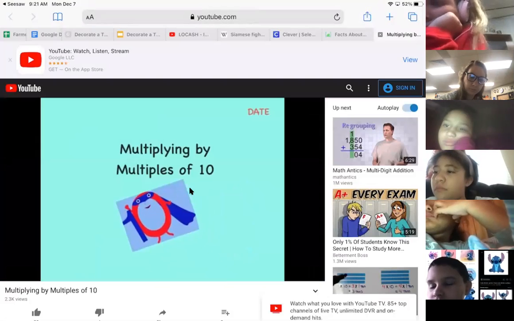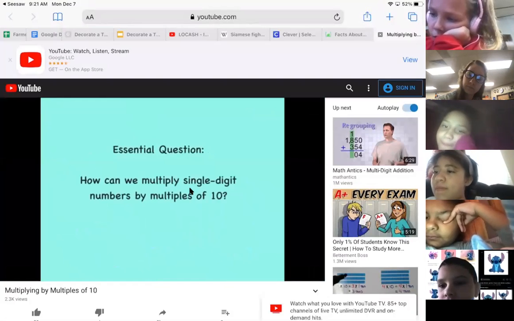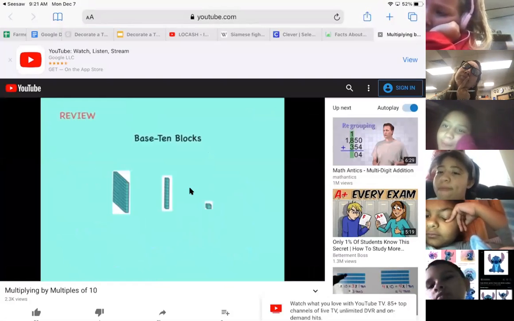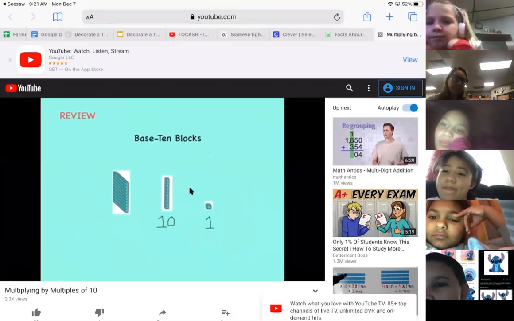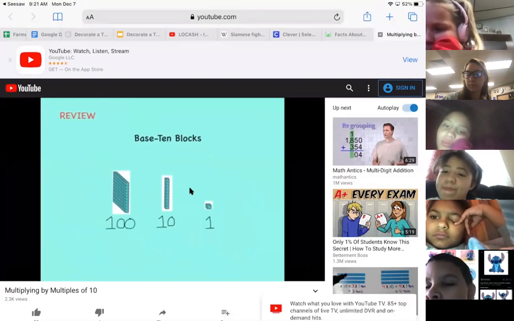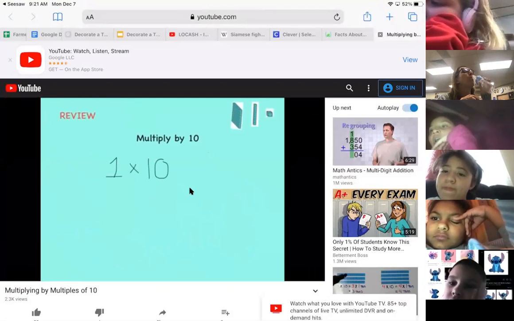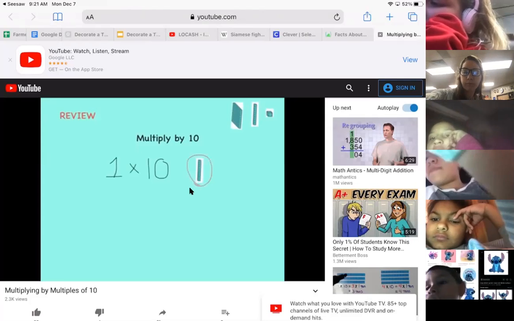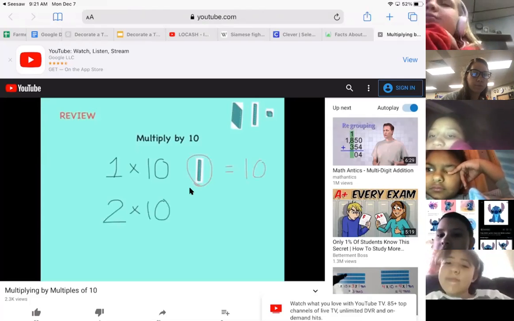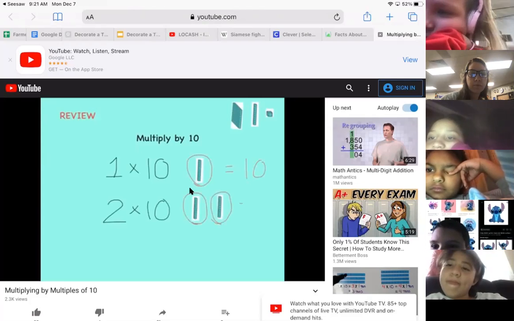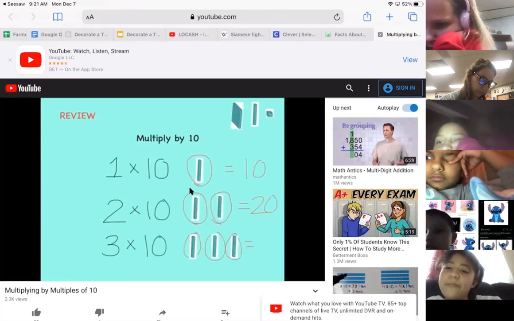Multiplying by multiples of 10. How can we multiply single-digit numbers by multiples of 10? We have used base 10 blocks to help us understand math concepts. This unit block represents 1, this rod represents 10, and this flat represents 100. We've also learned how to multiply numbers by 10. 1 times 10 equals 1 group of 10, which of course equals 10. 2 times 10 equals 2 groups of 10, and that equals 20. 3 times 10 is 3 groups of 10, which equals 30.